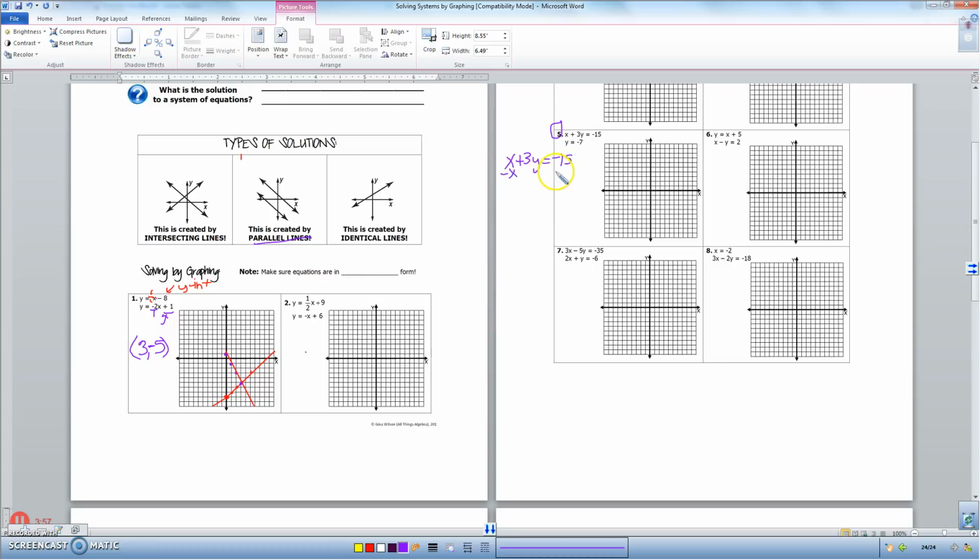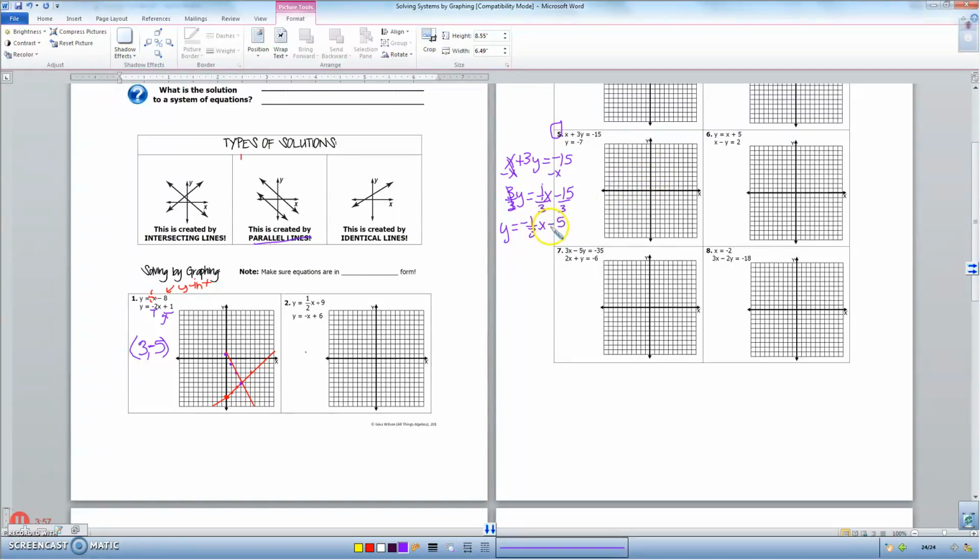So the first thing we're going to do is move over the x, all right? And then we want to move this 3 over. So that means we're going to divide by 3 everywhere. So my equation is y equals, and understood 1 there, 1/3 x, and -15 divided by 3 is a -5. So this is the equation I want to graph, okay?